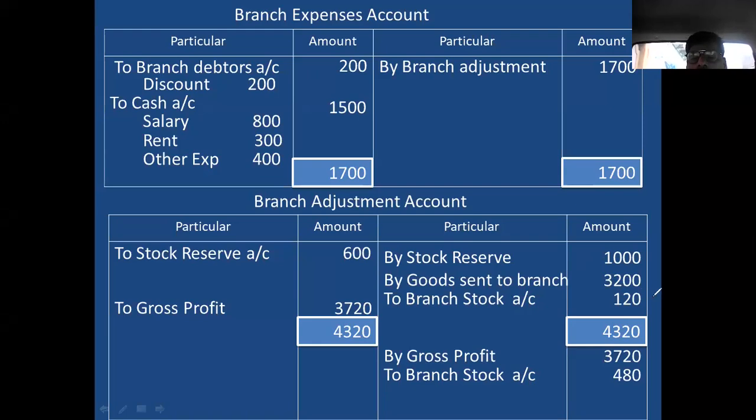120 is the loading on surplus and 480 is the cost. 600 minus 120 is the cost. Remember this. Total 600, loading and cost remain. Okay. This is the point you remember.